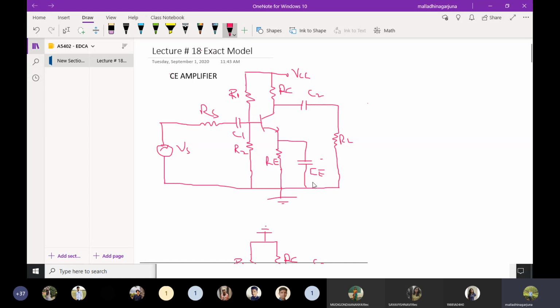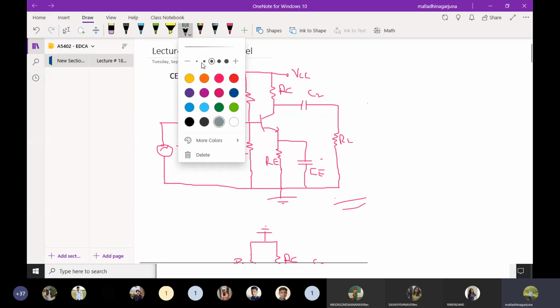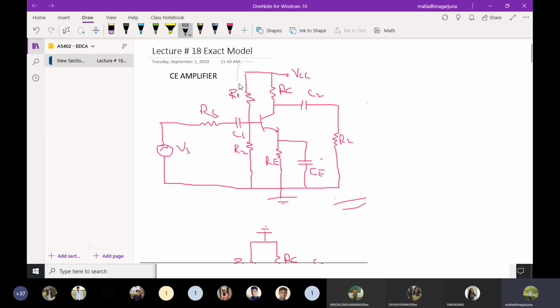This is the circuit. This is the source resistance. Okay, so if you see, I will draw that circuit. So this is the voltage divider bias network here. I highlighted some portion here, that is a voltage divider bias network.